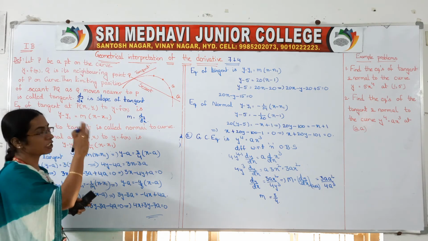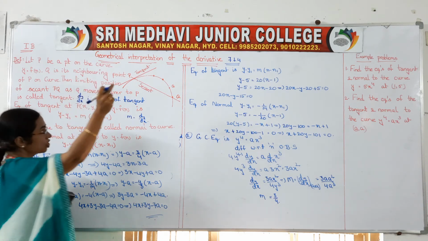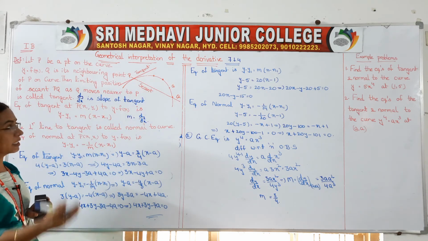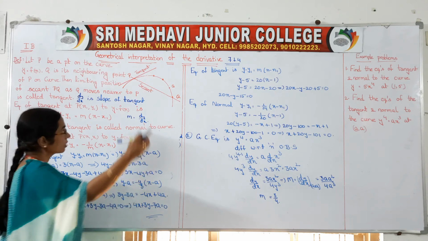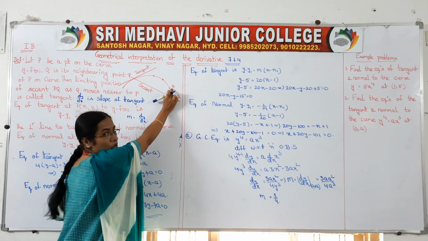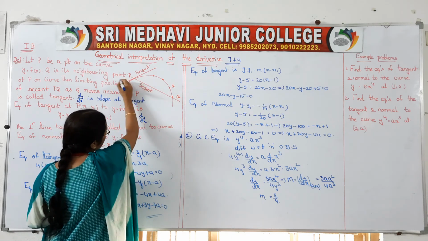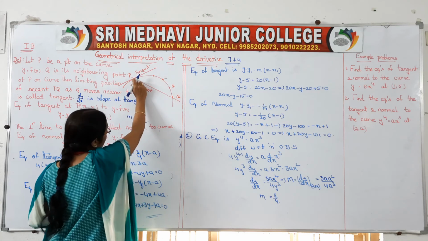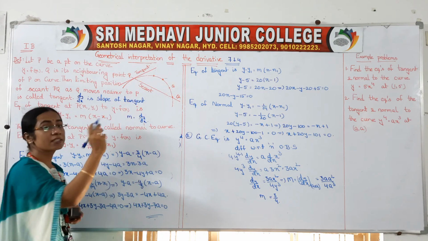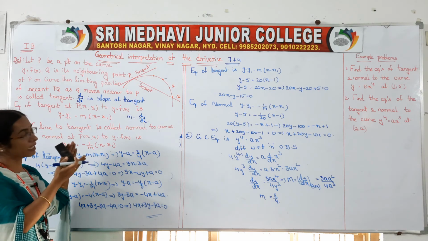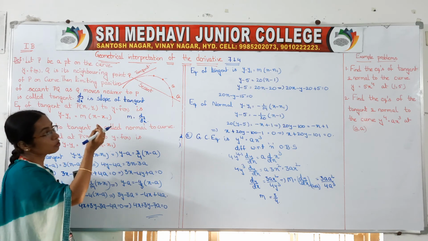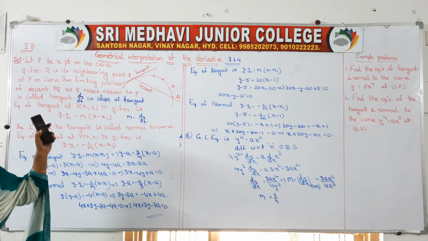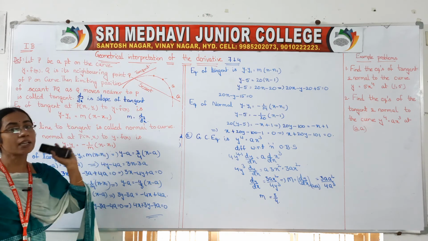Once again, the definition of a tangent is the limiting position of the secant line PQ as Q moves towards P on the curve. That means this is your secant PQ, then Q moves nearer to P, then this is your line. Next Q comes here, then this is your line, then Q coincides with P, then this is the line. That is called the tangent, the limiting position of the secant when the point Q moves closer to the point P on the curve. Any line perpendicular to the tangent is called the normal.